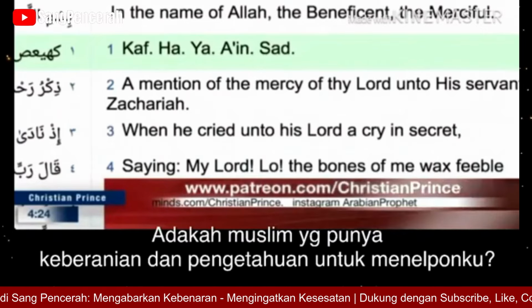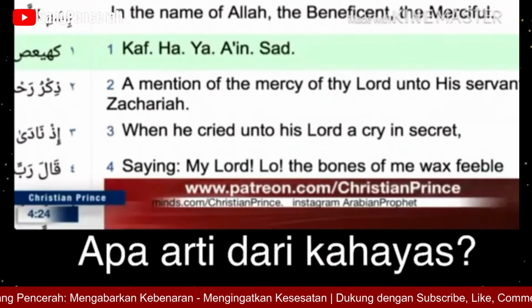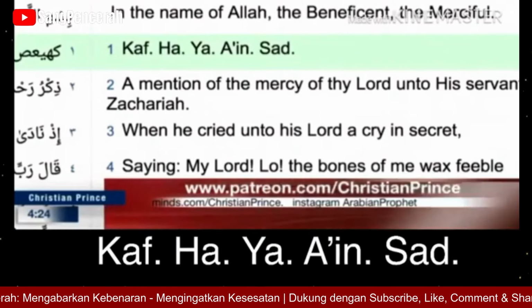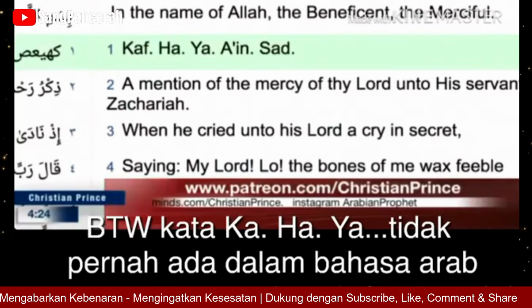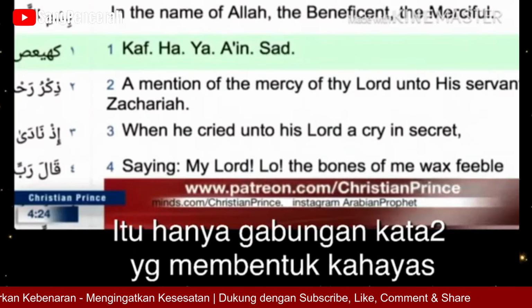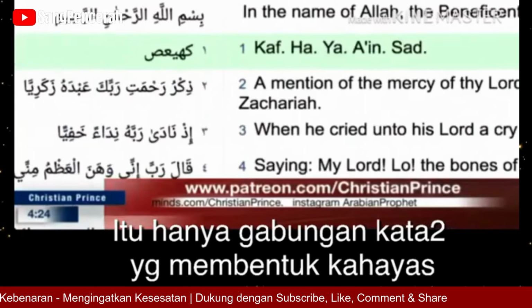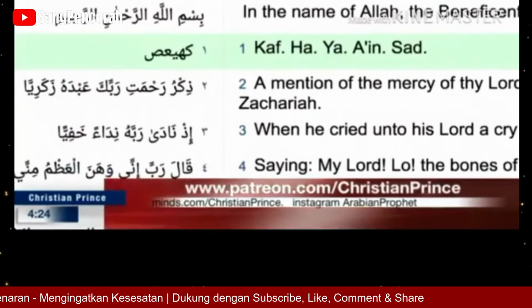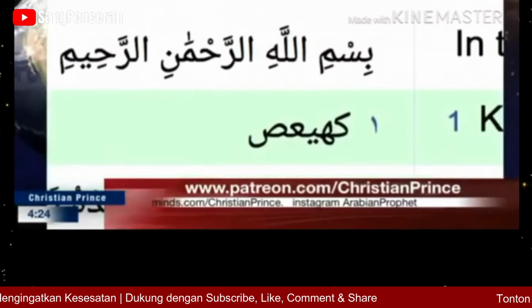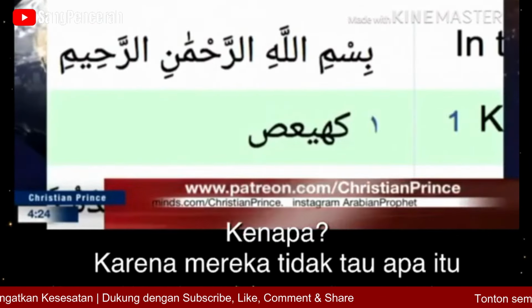Any Muslim who has the courage and the knowledge, call us. What does kahiyas mean? Kaf ha ya ain sad. By the way, the kahiyas does not really exist in Arabic. It is only a word here connected together, as you see in Arabic. The Muslims dismantle it and make it letters. Why? Because they cannot explain what it is.